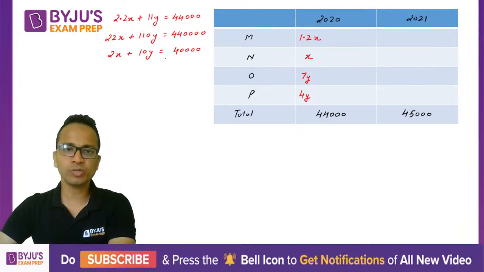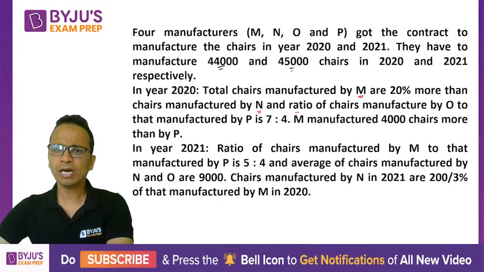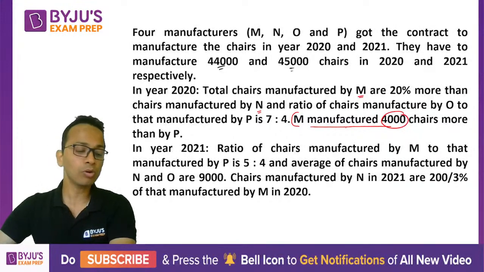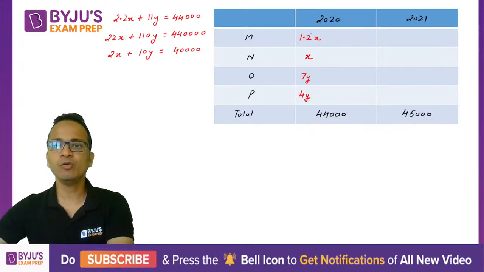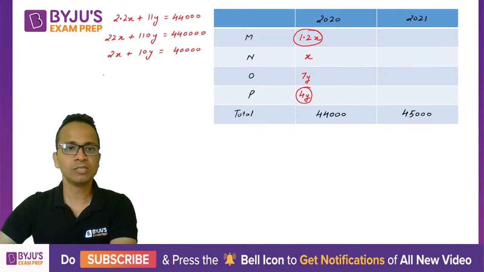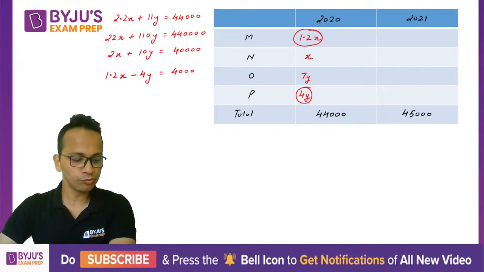Let's move back to the data and form one more piece of information. Now the statement says that M manufactured 4,000 chairs more than P. So the value of M is more than the value of P by 4,000. So that means 1.2x minus 4y is equal to 4,000. Alright, 1.2x minus 4y is equal to 4,000.